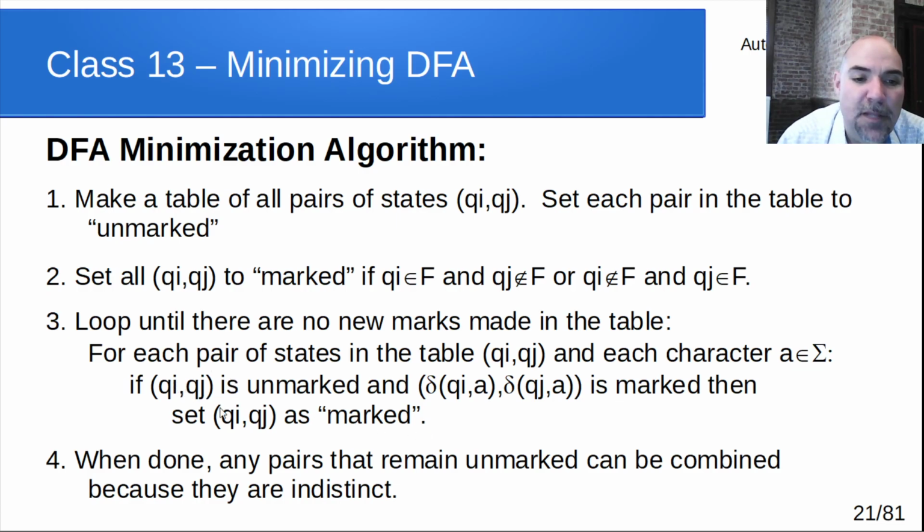So in other words, this is going to be like a for loop that runs through every unmarked pair, and it's going to check where we went on every letter of the alphabet. If we went to a place that was marked as could not be combined, then these ones could not be combined, so we have to mark these ones as well. Once we've made a whole pass through the table where no new marks were added, then any ones that remain unmarked in the table can be combined because those ones are indistinct. It will probably make a lot of sense to look at an example here. I think this will make more sense once we do that.